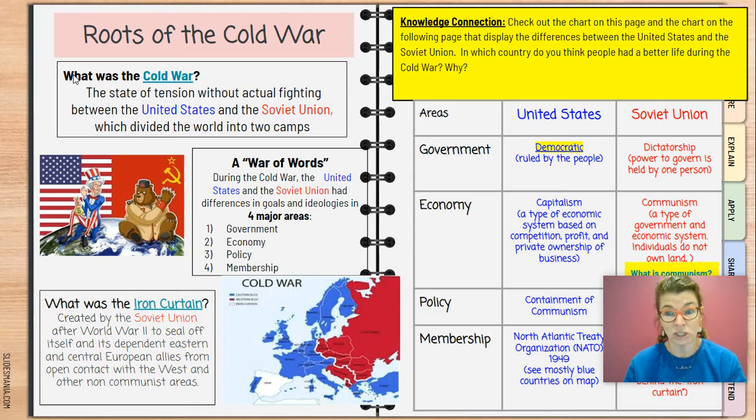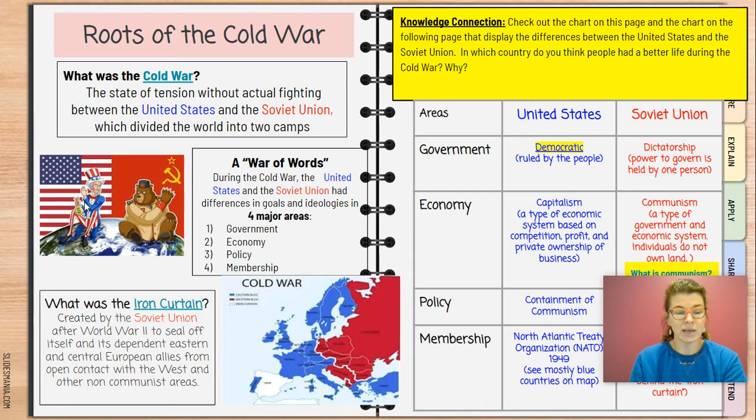And that word tension is actually in the definition. The Cold War is a state of tension without actually fighting between the United States, or the U.S., and the Soviet Union, or the SU, which divided the world into two camps. This was a war of words.